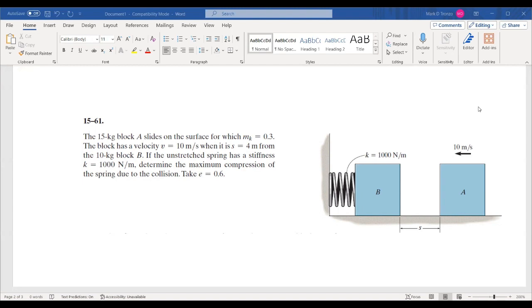And block B is 10 kilograms. If the unstretched spring has a stiffness of 1,000 newtons per meter, determine the maximum compression of the spring due to the collision. Take the coefficient of restitution to be 0.6. So we have this block A sliding to the left along this surface. The surface is not smooth, but it has a coefficient of kinetic friction of 0.3. And then it's going to strike block B. And we have to determine the maximum compression of the spring.